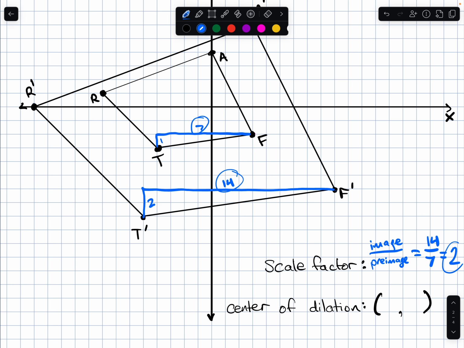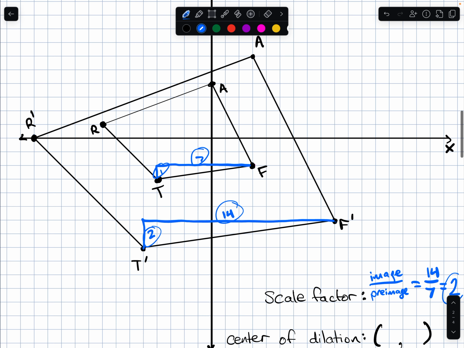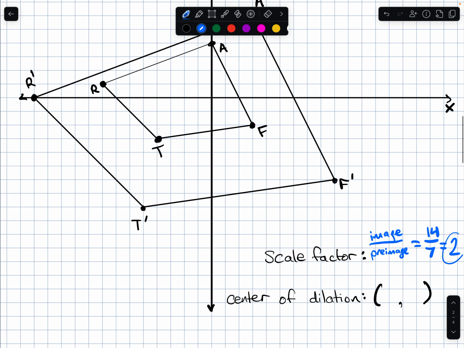You could have picked a different length. You could have said 2 over 1, and that would have worked just as well. You could have also used a different measure. Maybe you measured from R to T, or it doesn't matter. As long as you count up the units correctly, you should still get a scale factor of 2.